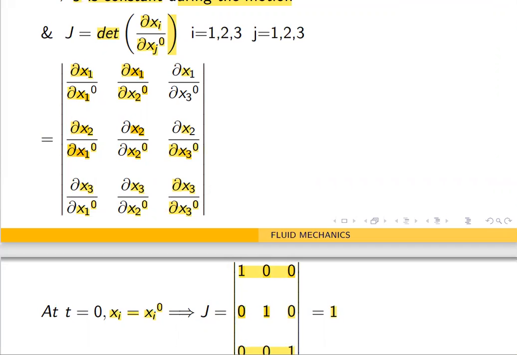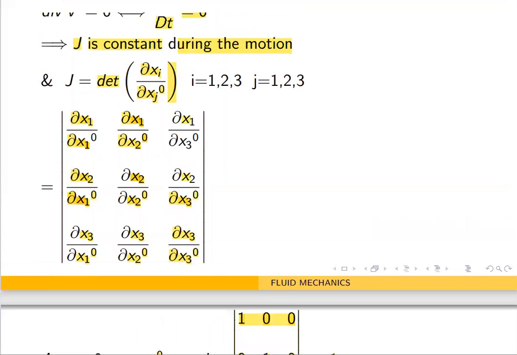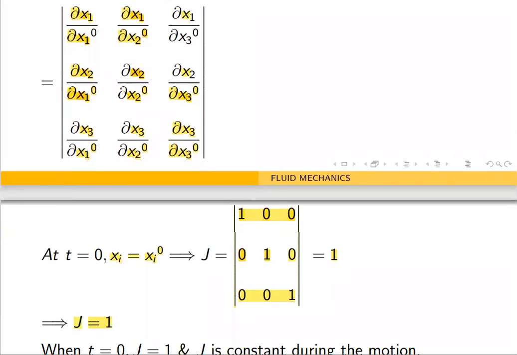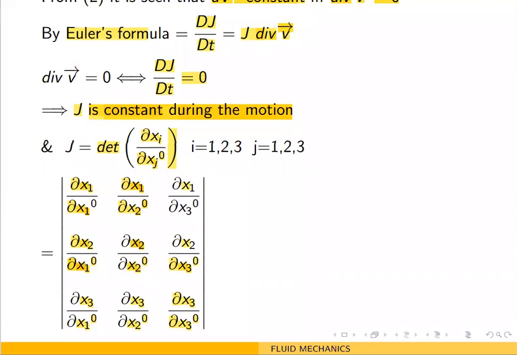J equal to 1, which is in the beginning, when t equal to 0, before the beginning of the motion of the continuum. And what is J? J is constant during the motion. To begin with, what is our J? To begin with, J is 1. Begin with means what? When t equal to 0, J is 1. And J is constant during the motion.